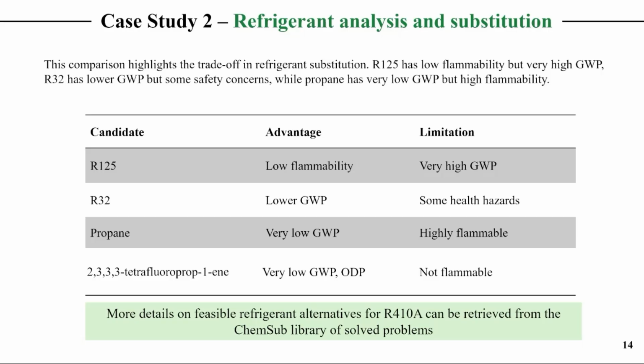Note that the best substitute cannot be selected from one criterion alone. ChemSub helps organize these different criteria and supports a more systematic refrigerant substitution decision. Propane needs to be combined with a non-flammable and non-hazardous chemical to find a replacement for R410A. Alternatives can be found in the ChemSub Solved Problem Library.